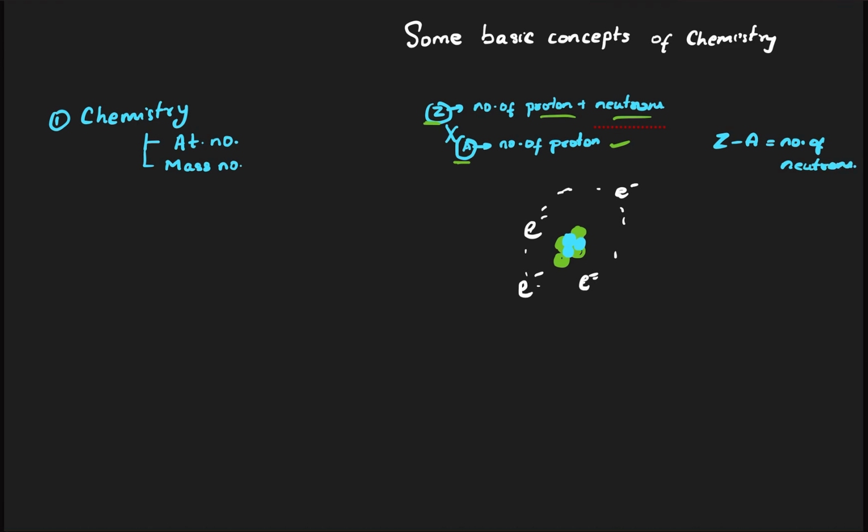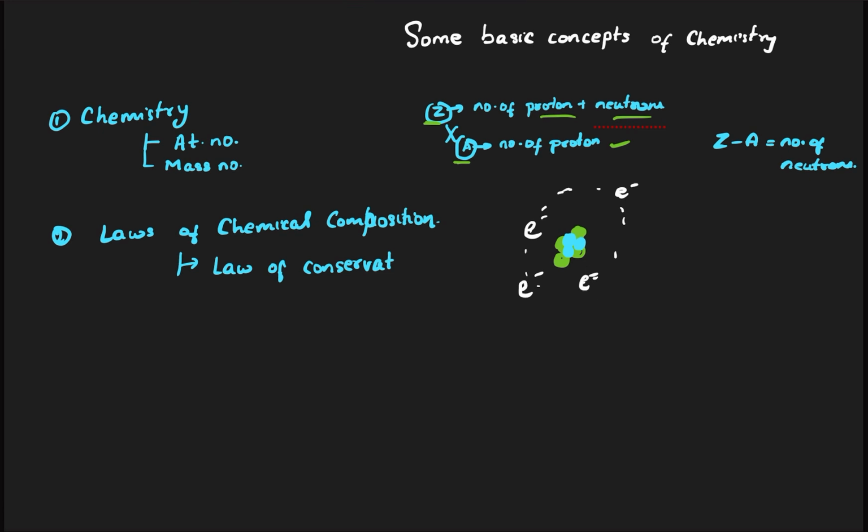Now let's talk about laws. There are different types of laws of chemical combination. In chemistry, you are going to study different laws of chemical composition. There are a lot of questions asked from this. Here you have multiple laws. The first law is the law of conservation of mass.